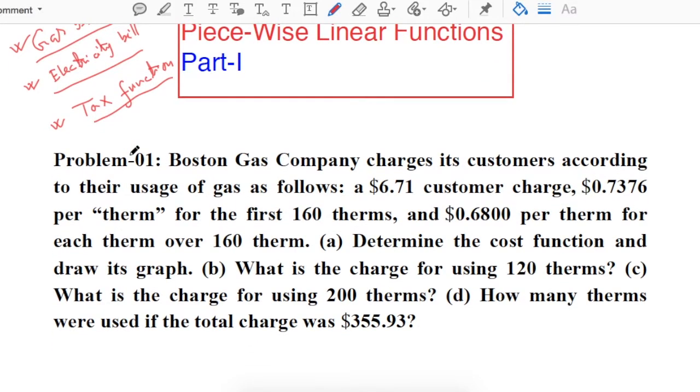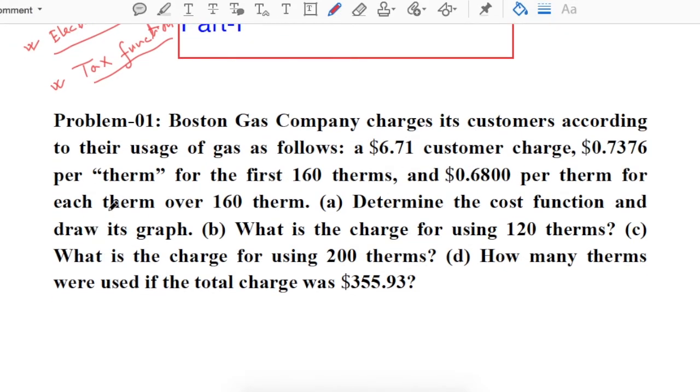So let me read this problem first. Boston Gas Company charges its customers according to their use of gas as follows. $6.71 is the customer charge. In our country we say meter charge. So this is fixed. Even if you don't use any gas, you need to pay this amount each month. So this is the customer charge or meter charge, and $0.7376 per therm, where therm is the unit of gas.